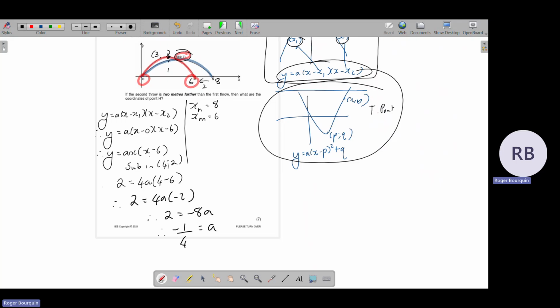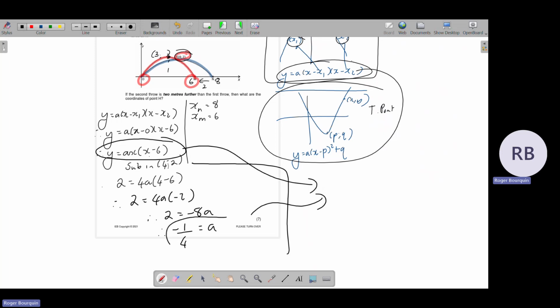Are you happy with that? What was I trying to do then? I'm trying to find the equation of that red parabola. So now I go back to here and replace a with -1/4. The equation becomes y = -1/4 x(x - 6). We can leave it like that, or you can multiply it out if you want, but that's the equation of the red parabola.